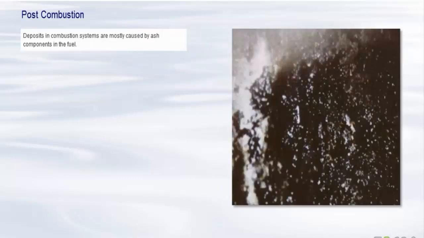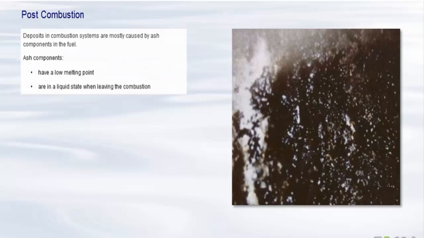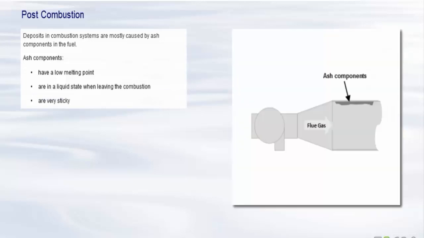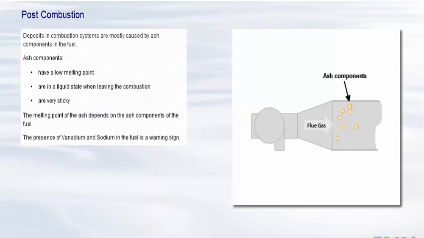Deposits in combustion systems are mostly caused by ash components in the fuel. These ash components have a low melting point, are in a liquid state when leaving the combustion chamber, and are very sticky. The melted ash condenses on a surface that is cooler and hardens, forming a deposit that is difficult to remove. Products can be used to increase the melting point of the ash so it is dry and not sticky when it leaves the combustion chamber. The melting point of the ash depends on the ash components of the fuel, and presence of vanadium and sodium in the fuel is a warning sign.